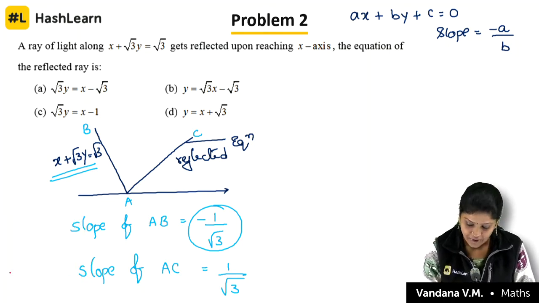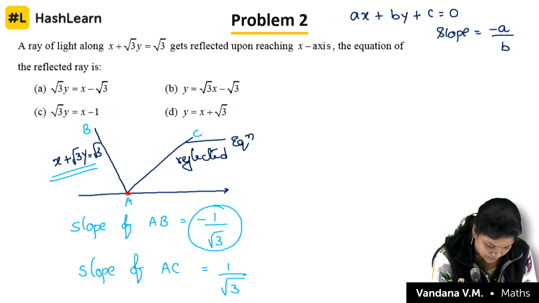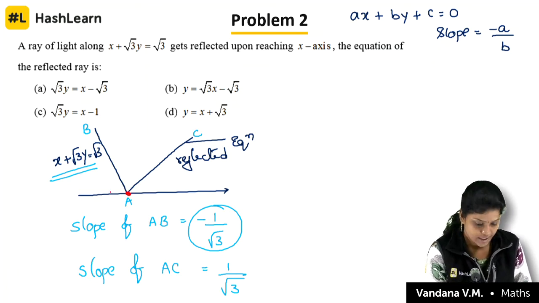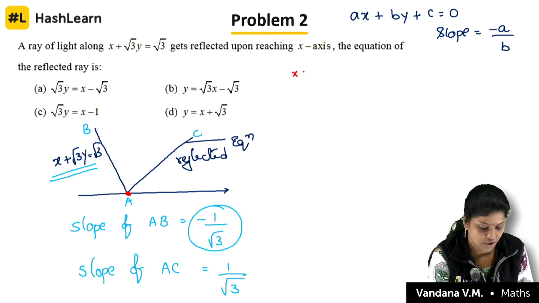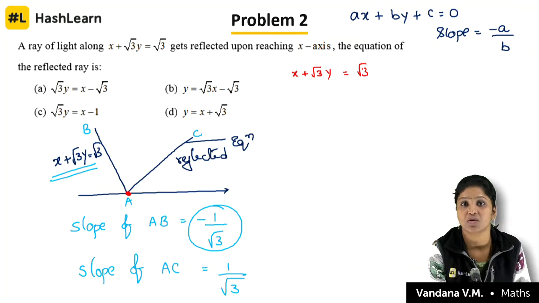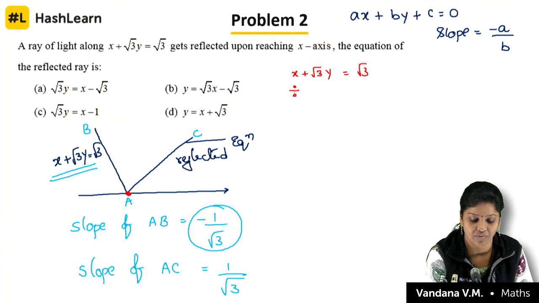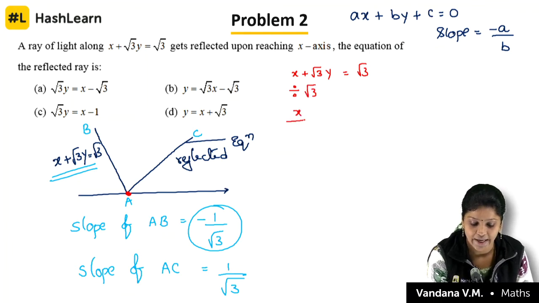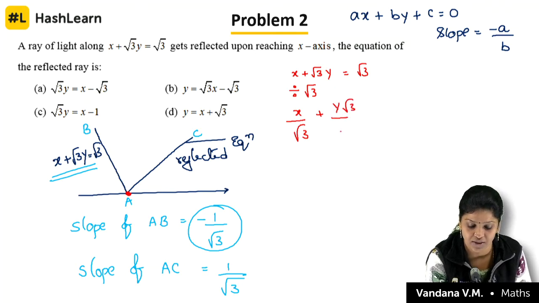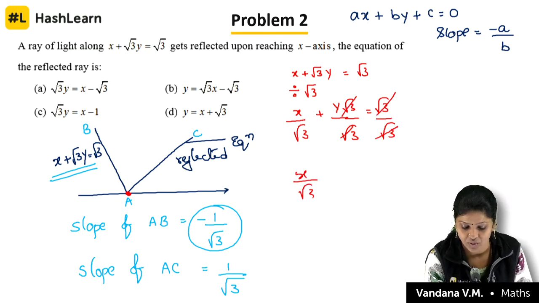Now, children, see this point. I would like to find out this point. What is that? The given equation is x plus root 3 y is equal to root 3. It is on the x-axis, so I would like to find out the x-intercept. Please divide with root 3. x by root 3 plus y by root 3, already root 3 is there, I am dividing with root 3, is equal to root 3 by root 3. This will get cancelled. x by root 3 plus y by 1 is equal to 1.